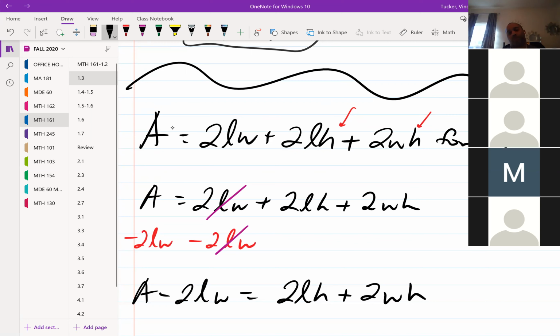Just out of curiosity, Professor, why aren't we dividing 2LW, and why are we subtracting it? Because what was going on in the original problem is that it's being added. Yeah. So now if it was being multiplied like this, then that's when we would divide. Gotcha. All right. Thank you, Professor. Not a problem.